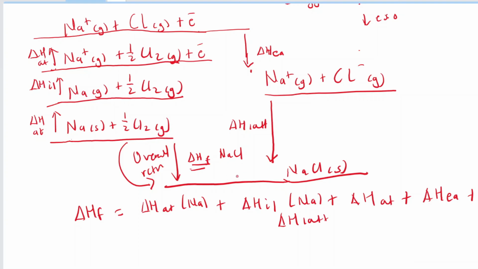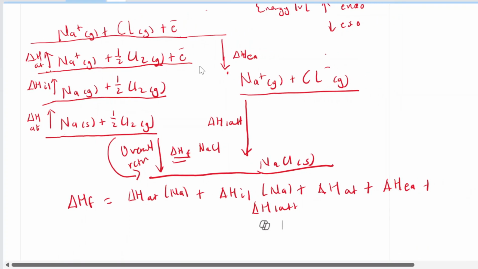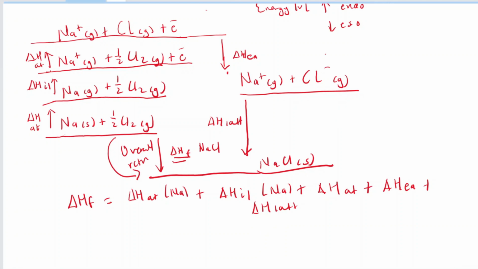And we will use this in past papers that we will be solving. And this is a very important concept to understand. So make sure that you have understood this well: how we form the Born-Haber cycle, why some of these are going up and some of these going down, and how we form this equation over here.